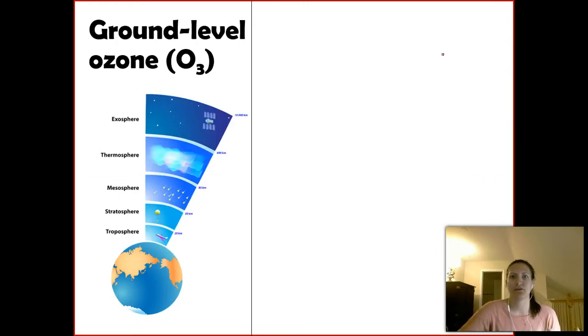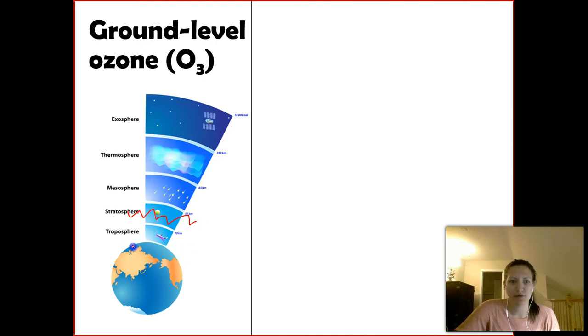So ground level ozone, the reason it's emphasized as ground level is because we do have good ozone. Good ozone is found in the stratosphere, so in this area, and it's actually very, very important when it comes to protecting us as humans from ultraviolet radiation. And we'll talk about that more in our next lecture.